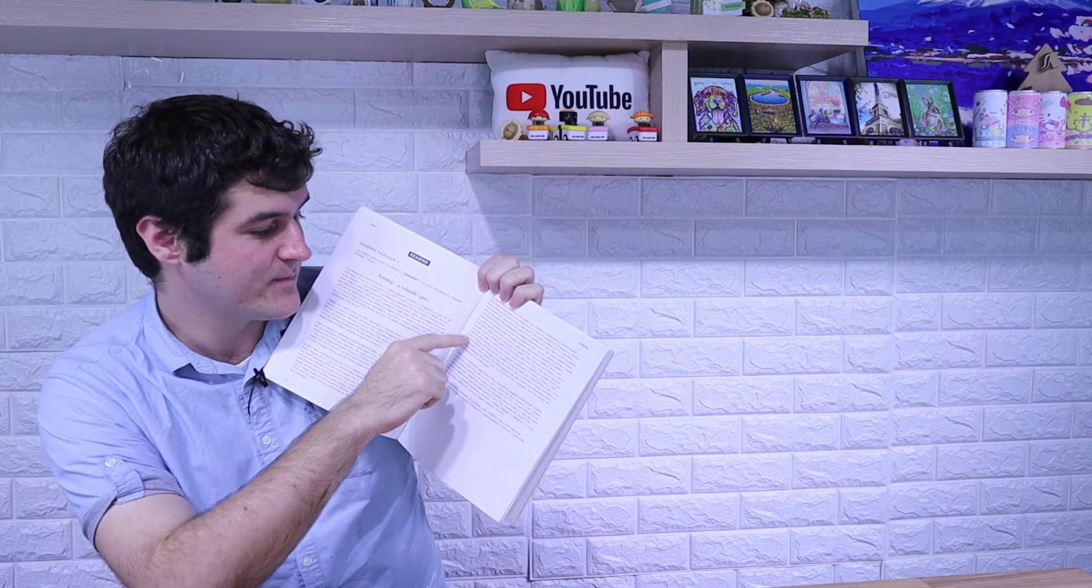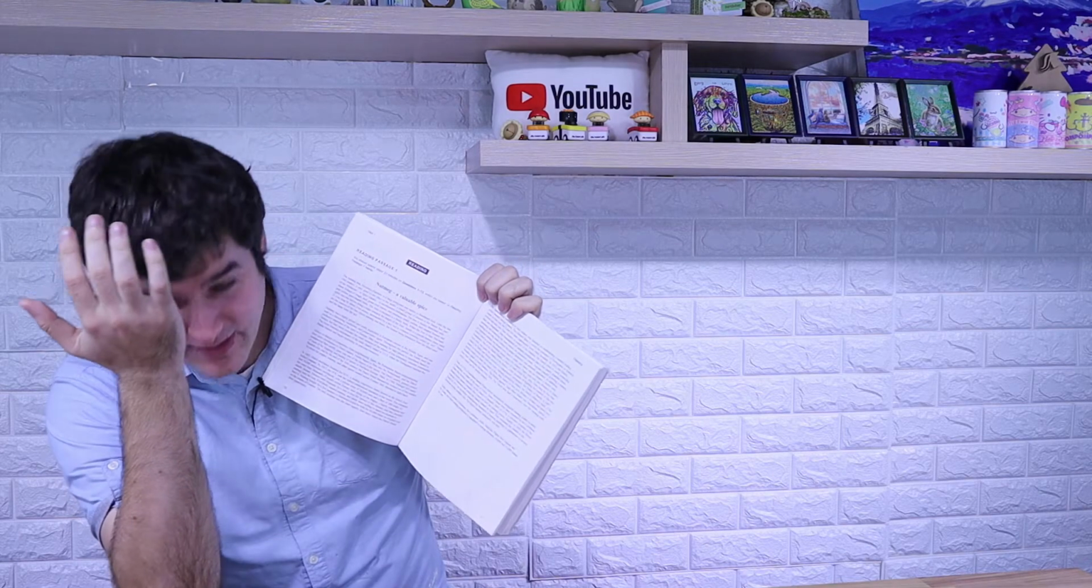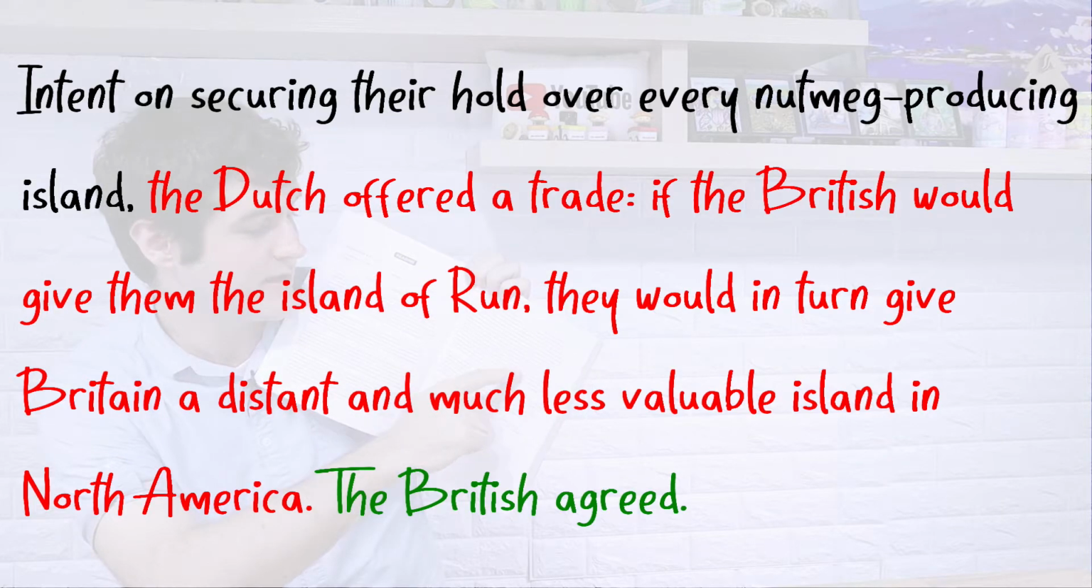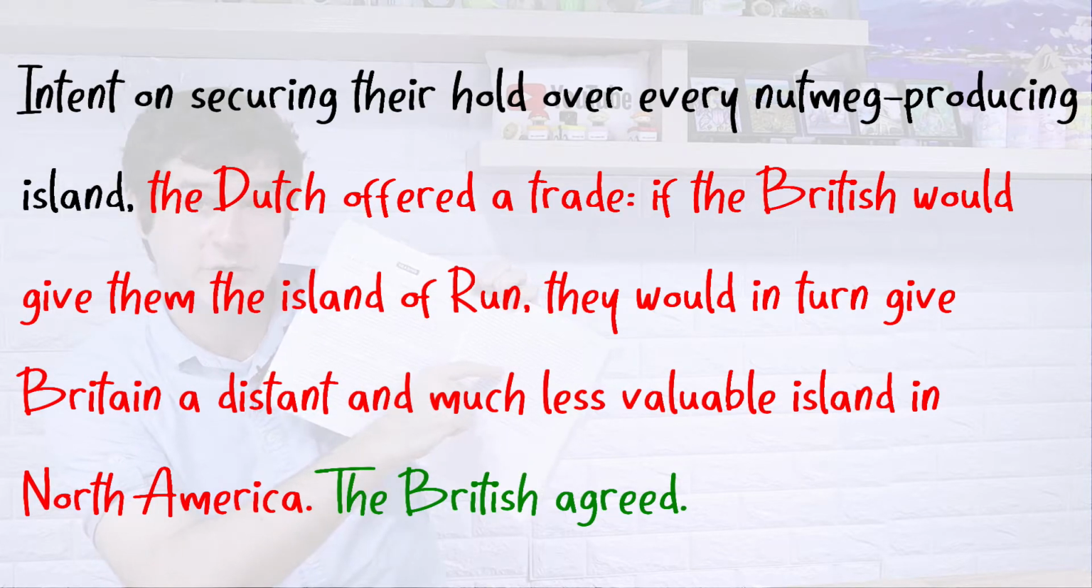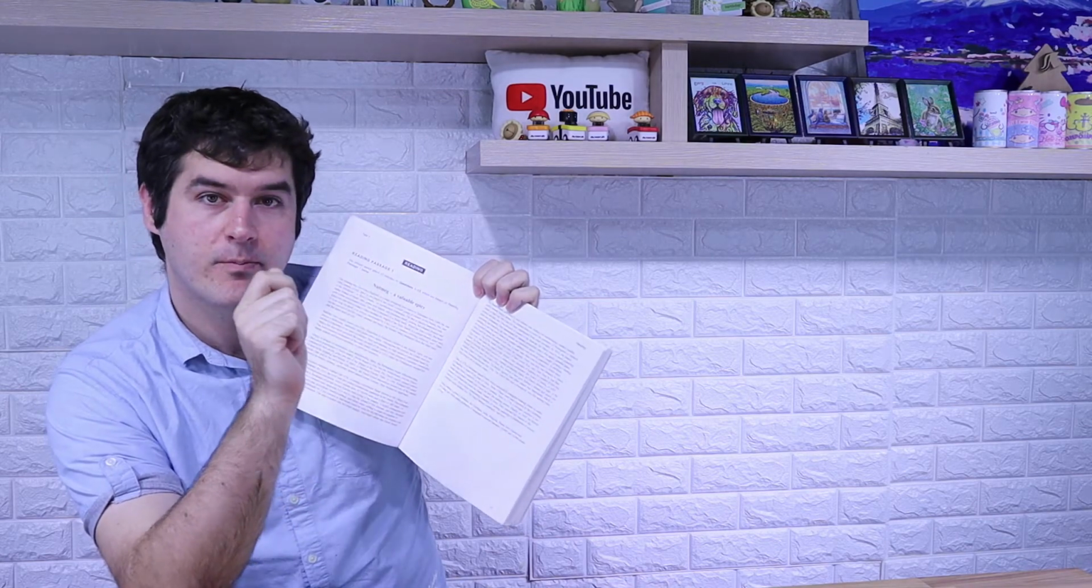So now we can see the Treaty of Breda in 1667, intent on securing their hold over every nutmeg producing island. Oy vey. We should have just started there. This means that the Dutch wanted to control every nutmeg producing island. The Dutch offered a trade. If the British would give them the island of Rum, they would in turn give Britain a distant and much less valuable island in North America. The British agreed. So, to summarize, this says, the Dutch wanted all the nutmeg producing islands. The British had one, and they traded.